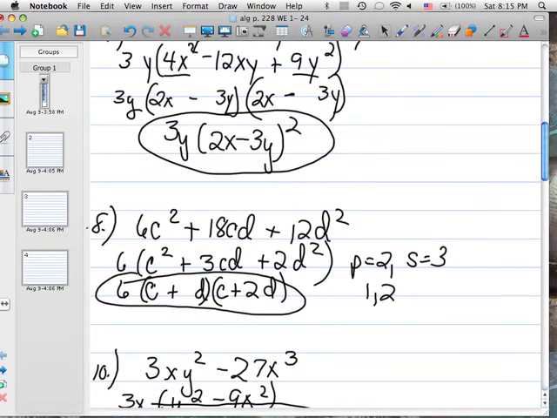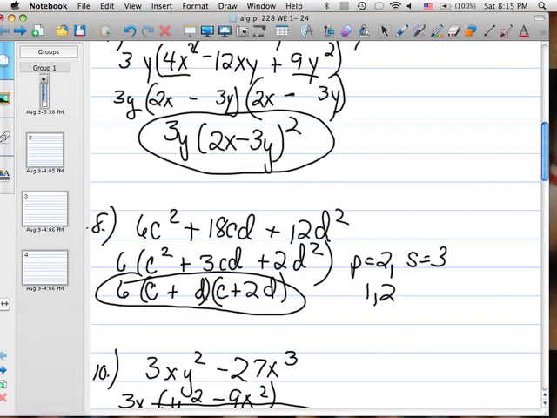Problem number 8, we have 6c squared plus 18cd plus 12d squared. Again, pull out your greatest common factor, which is 6, and it leaves us c squared plus 3cd plus 2d squared. Looking at the ends, those are not perfect squares, and the c squared has a 1 in front, so we just have to do a simple product sum. The product is 2, and the sum is 3. And the two numbers that work are 1 and 2.